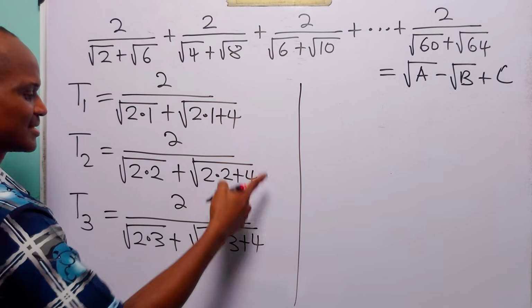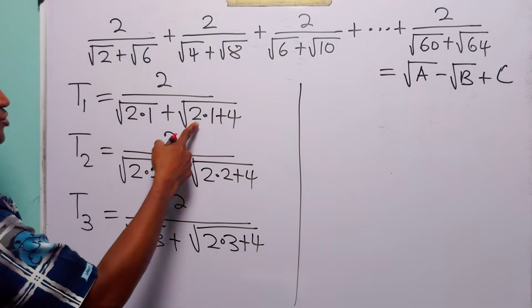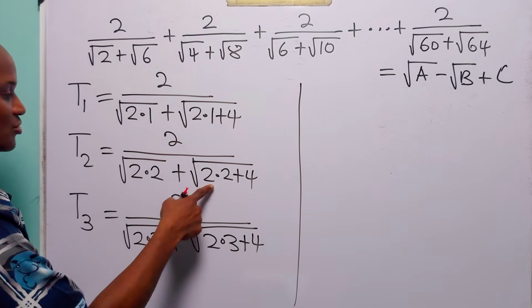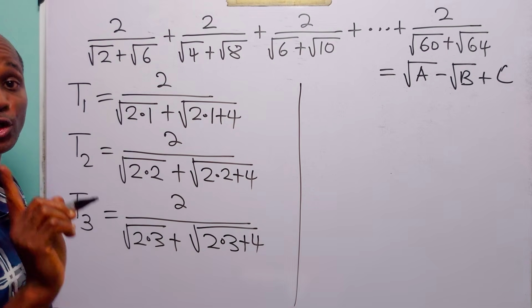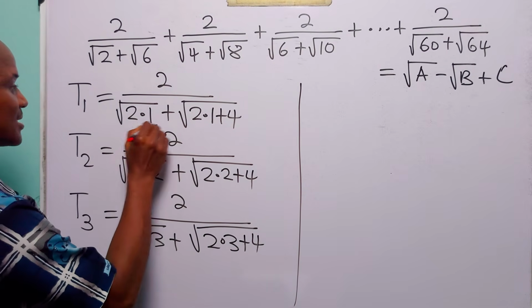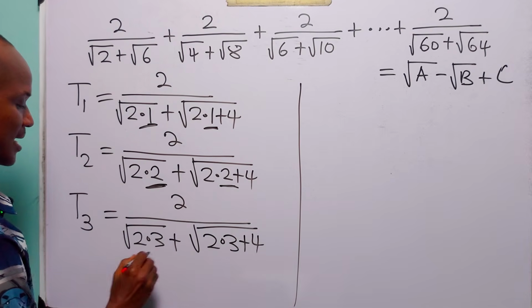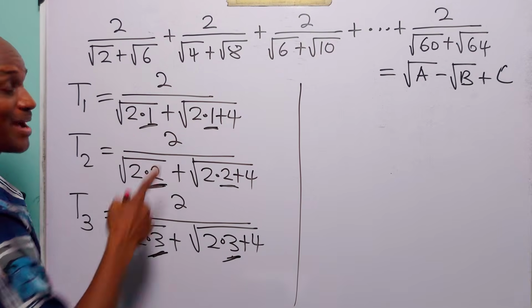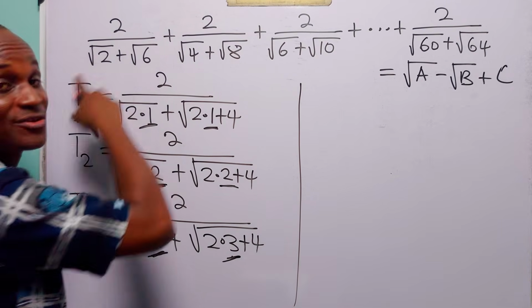Now, when you look at these three terms, you will notice something. We have 2, 2, 2, and 4. In the second term, we also have 2, 2, 2, and 4. Here, the same thing happens. The only number that is changing is this. Here we have 1. Here we have 2. Here we have 3. And notice that these numbers correspond with the position of the term in the series.